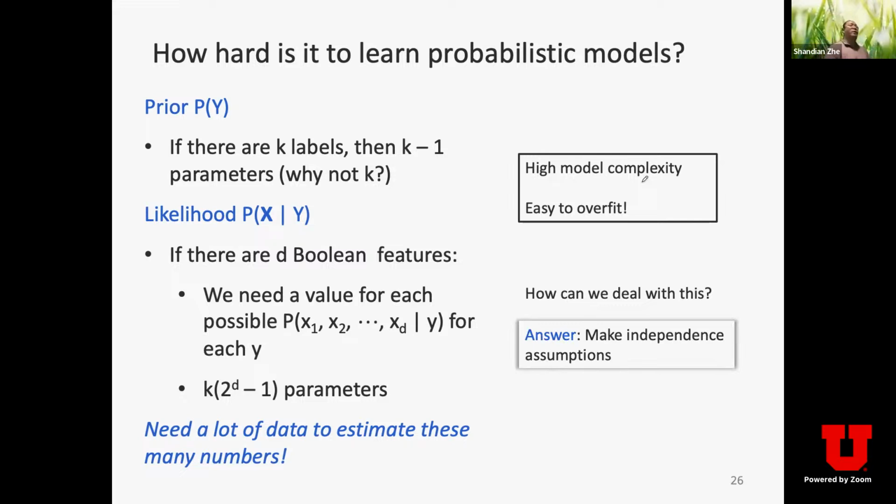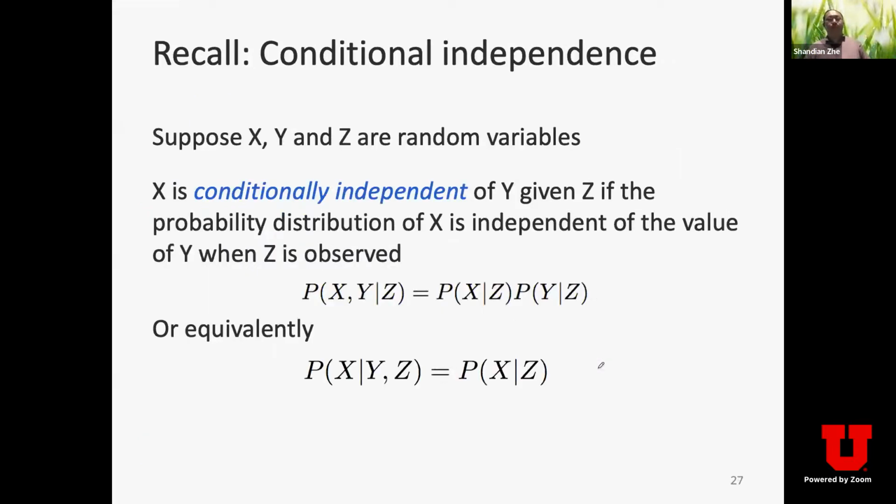How can we simplify the model? We introduce additional assumptions, which we call independence assumptions or conditional independence assumptions. You can see that if we make proper independence assumptions, you can largely reduce the number of parameters that need to be estimated. So let us look at some definitions. Let's review the basic concept: conditional independence.